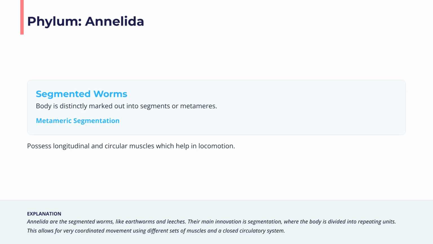Annelida, the segmented worms, like earthworms, are defined by metameric segmentation. This division into repeating units allows for coordinated movement using longitudinal and circular muscles.